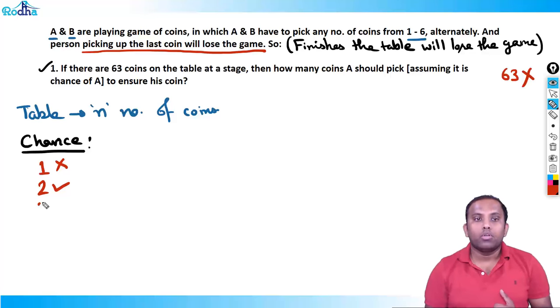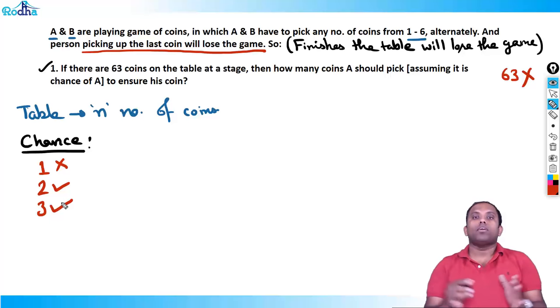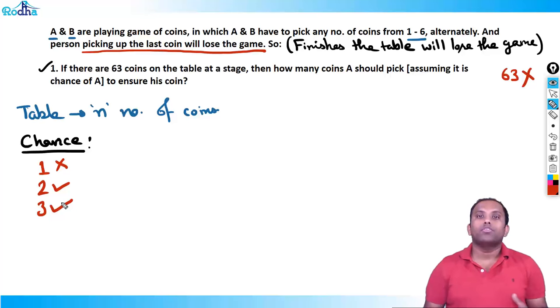Okay. Will I want three coins on the table? Yes, because if three coins are there, I can pick two and the last you will pick, right? So if I pick two, the last you will pick. Now don't think that with three coins on the table, I'll pick one.